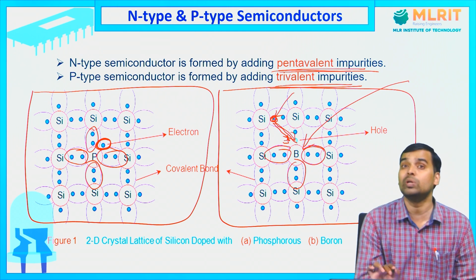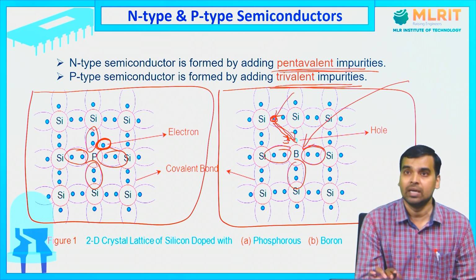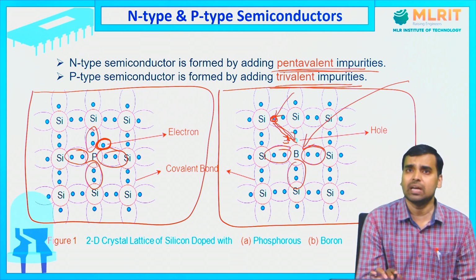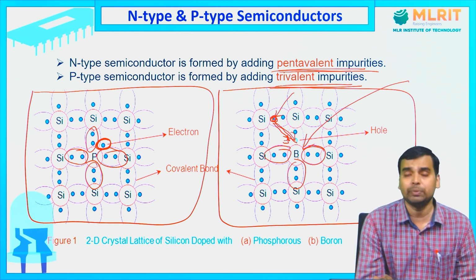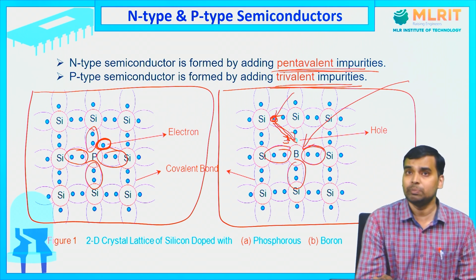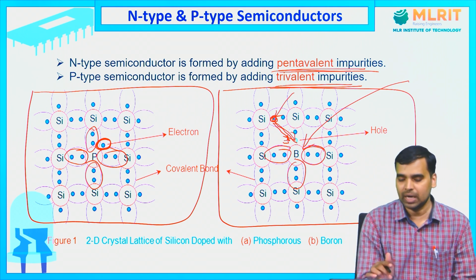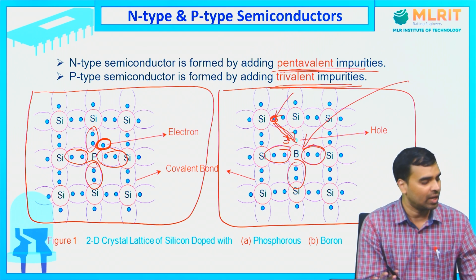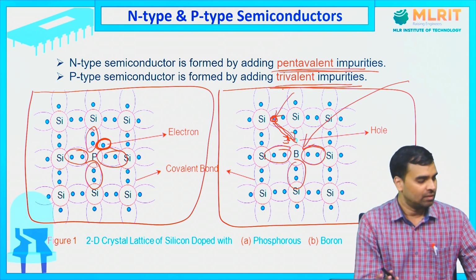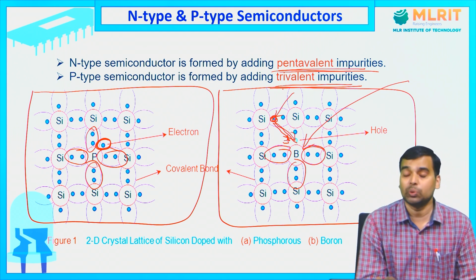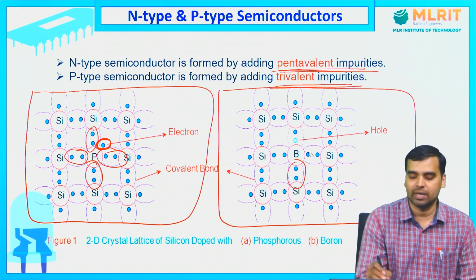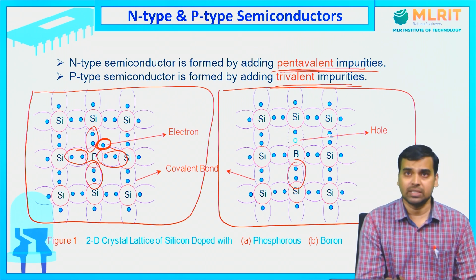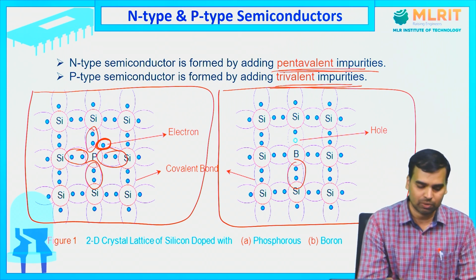A hole is nothing but an electron vacancy, which is treated as having an imaginary positive charge. In such a way, each trivalent impurity atom is going to produce one free hole, or each impurity atom is going to accept one electron. That's why these trivalent impurities are also called acceptor impurities. This is the formation of P-type and N-type semiconductors. I hope it's clear.